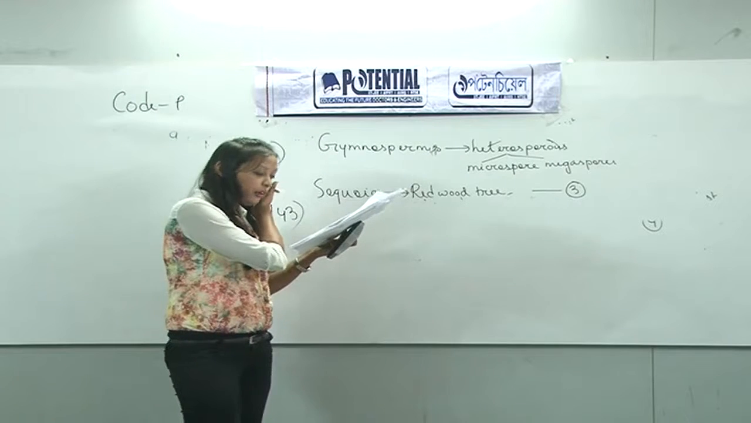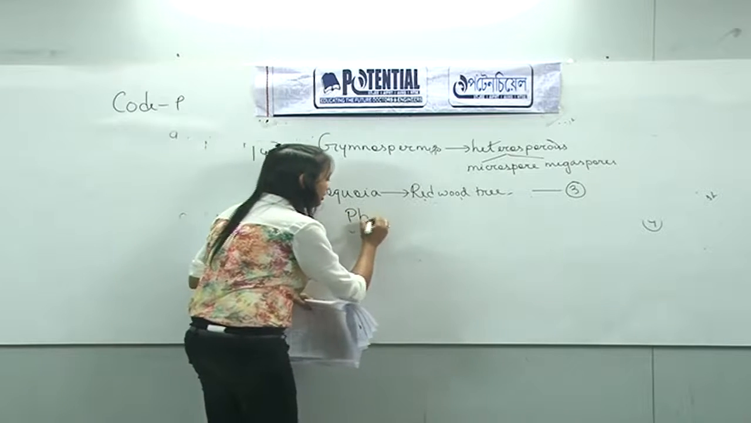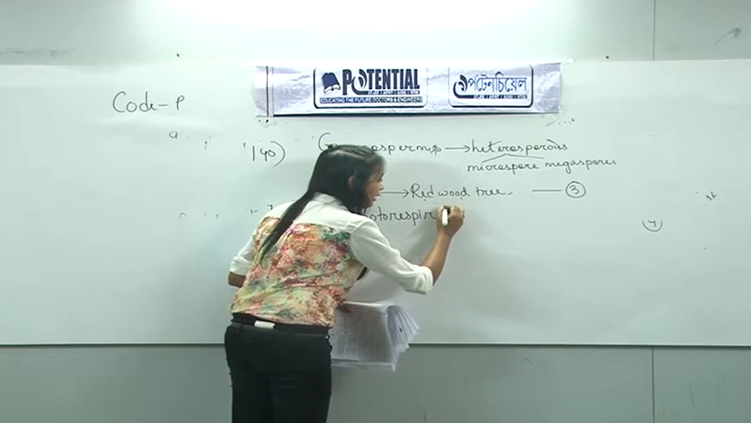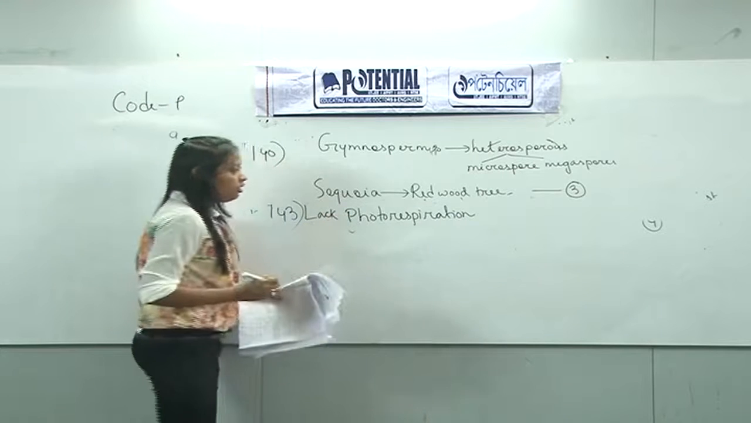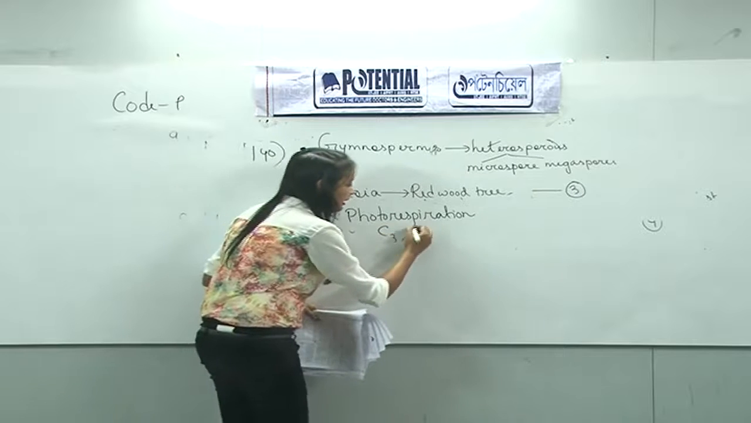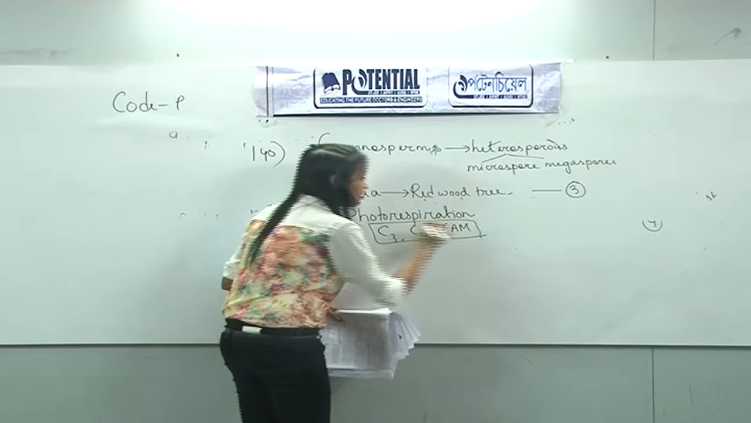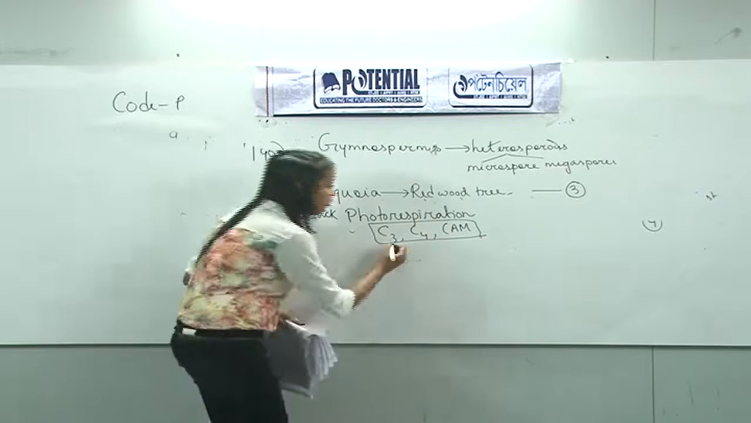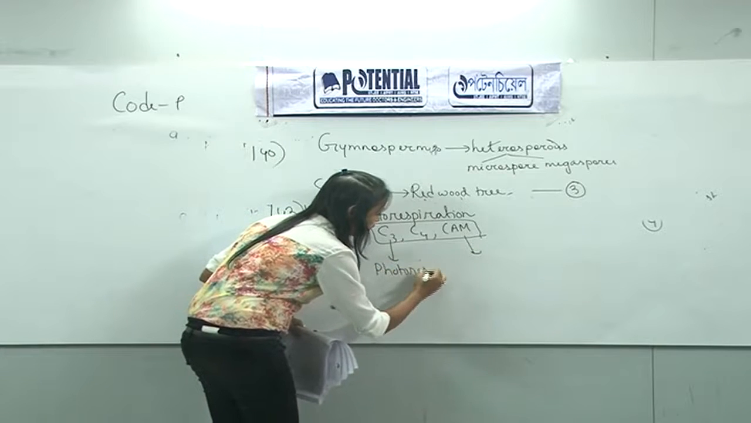So according to the question, the plant in the garden avoids photorespiratory loss. That means the plant belongs to the group that lacks photorespiration. So mainly it is associated with photosynthesis: C3, C4 and CAM. These are the three groups of plants we know associated with the photosynthesis process. Out of these three pathways, we know C3 and CAM both show photorespiration.